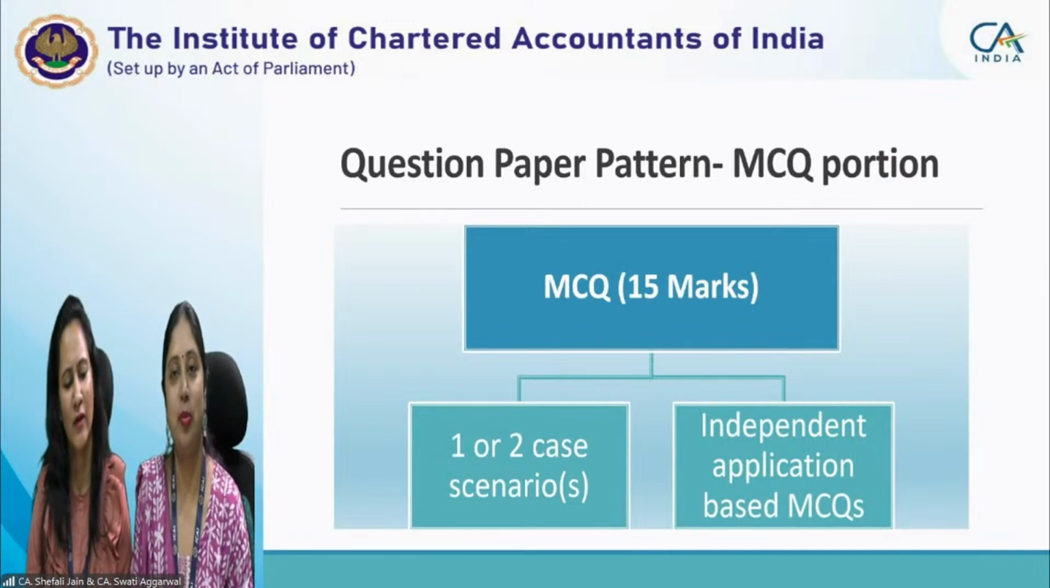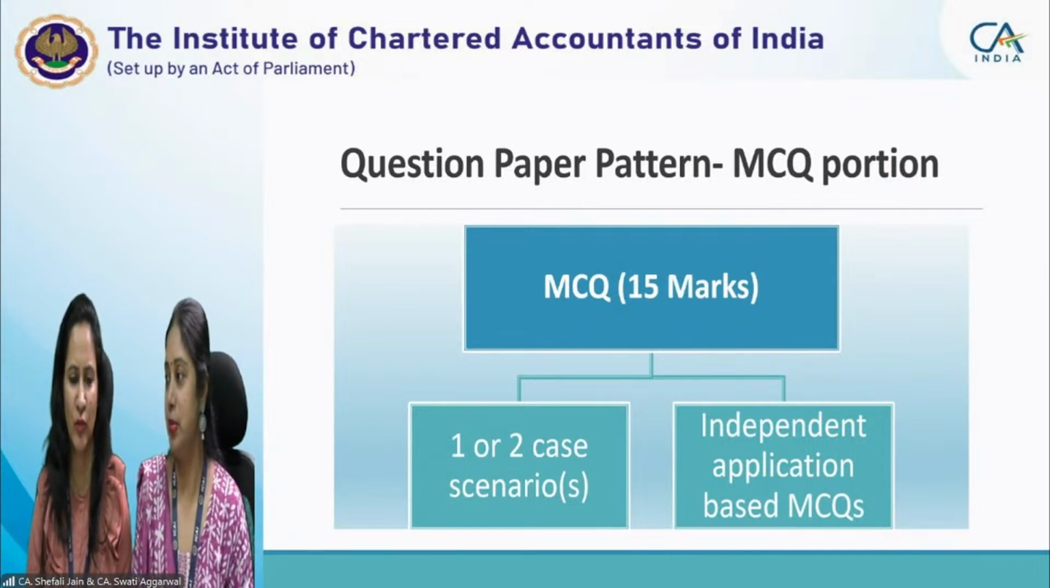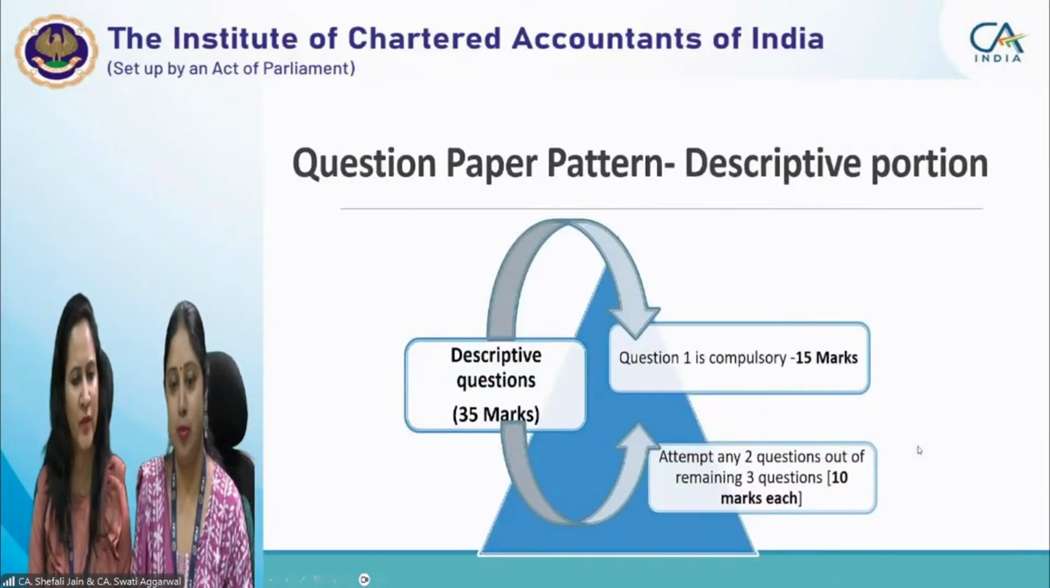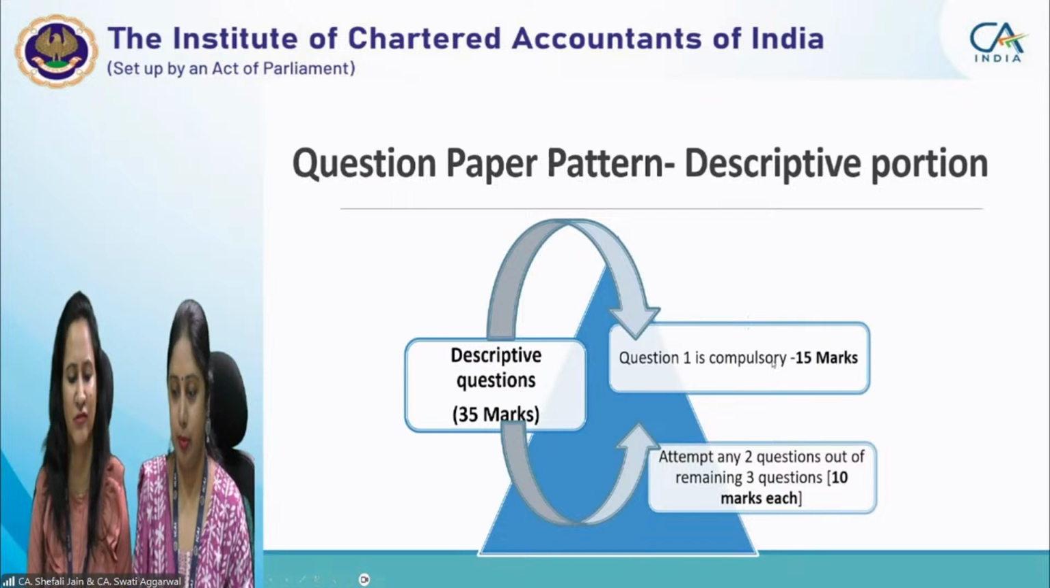Right. Now, as far as the MCQ portion is concerned, in total for paper 3B goods and services tax, the MCQ portion will carry the weightage of 15 marks, 30% of 50 marks. And it will comprise basically the case scenarios. Then coming to the descriptive portion, it is of 35 marks, wherein question number one is a compulsory question, and students have to attempt any two questions out of the remaining three questions, and those questions carry 10 marks each.